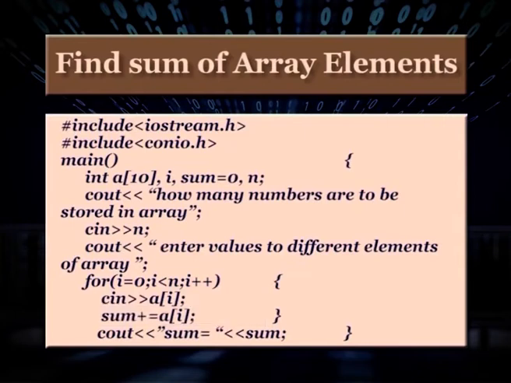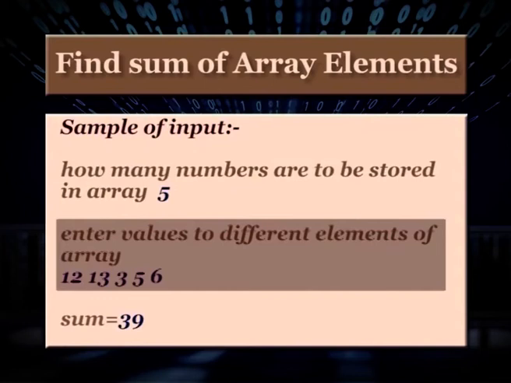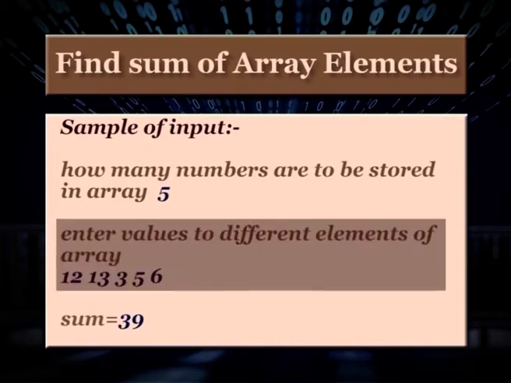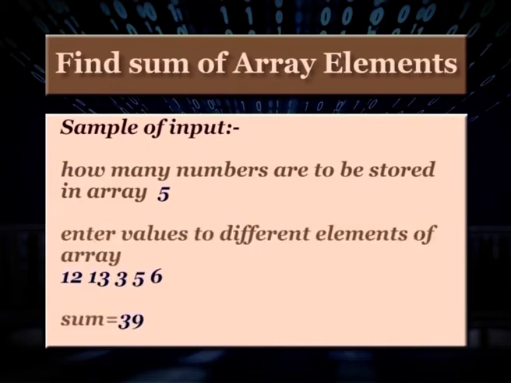The number so entered is added to sum also. Thus, if 5 different numbers stored in the array are 12, 13, 3, 5 and 6, then their sum is 39.